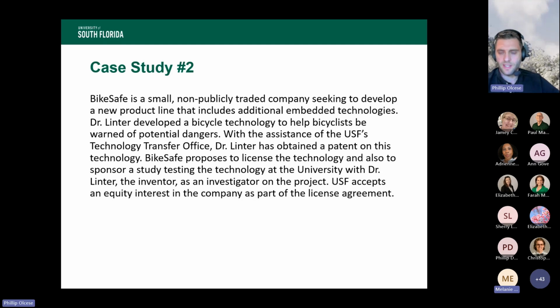So we're seeing SFI here. We're talking about a patent that's related to the studies, and the fact that USF accepts this equity interest in the company as part of the licensing agreement. This patent will need to be disclosed to the COI office, and we will mitigate and implement a management plan for Dr. Linter.